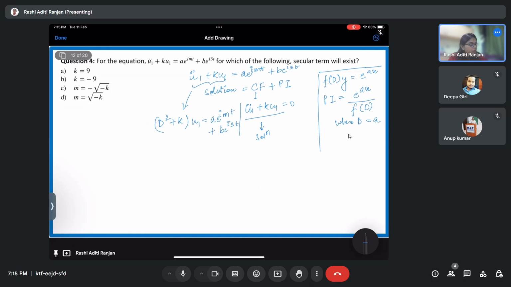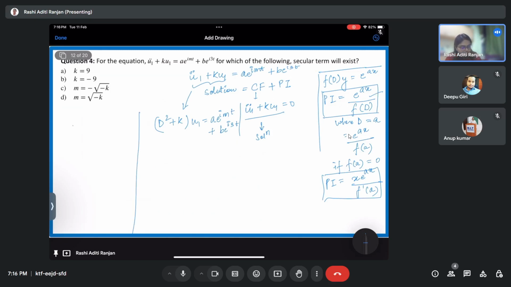Okay, f of a. This is going to be my particular integral. Now, what if f of a is equal to 0? Then my particular integral is going to be x e to the power ax divided by f dash of a. Now this, if you see, is fine. If I consider x as time, this is fine. If we write it in terms of time, it will be something like e to the power at divided by f of a.